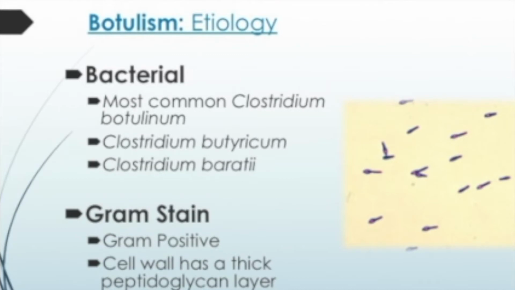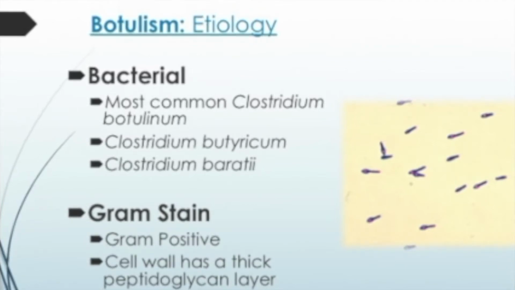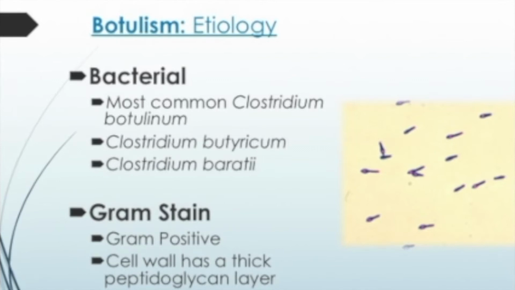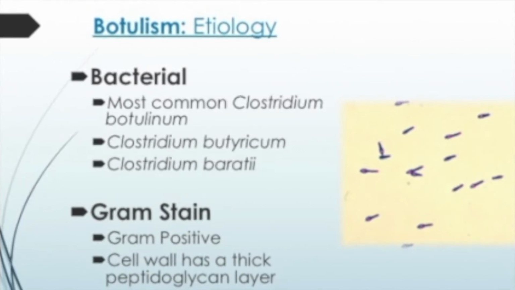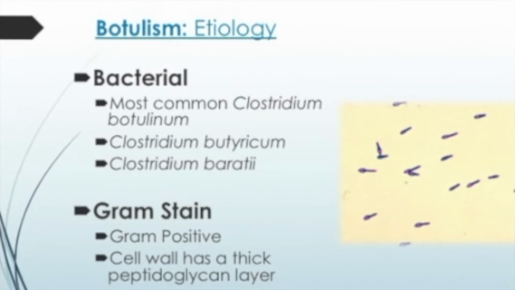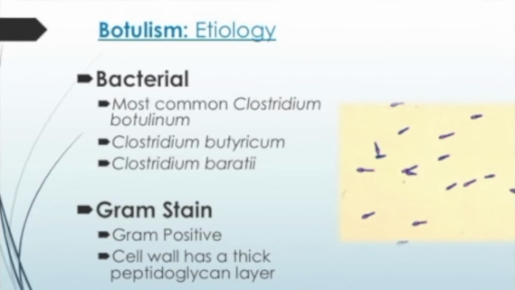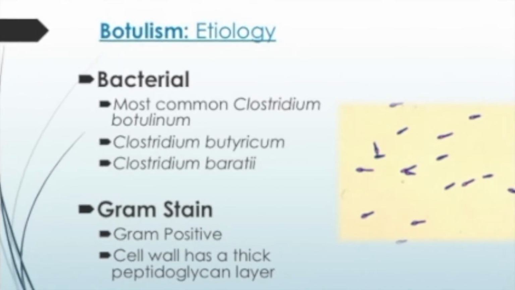So on this first slide, we're going to be talking about botulism's etiology. It's caused by the bacterium Clostridium botulinum. There are also two other bacteria that cause it on occasion, and those are Clostridium butyricum or Clostridium baratii. But those two are a lot more rare, so it's probably most important that you remember Clostridium botulinum is the one that causes botulism.